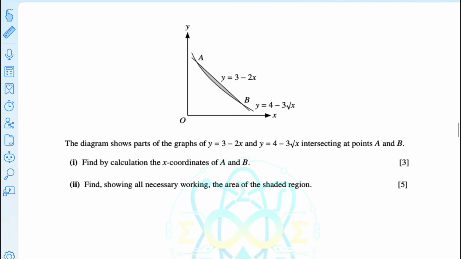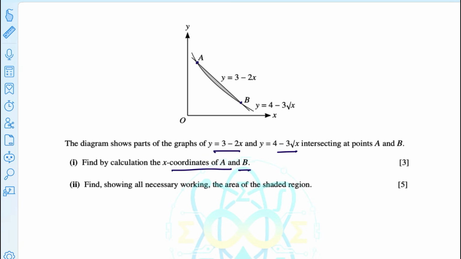The next question is about integration. The diagram shows part of the graphs y equals 3 minus 2x and y equals 4 minus 3 root x, intersecting at points A and B. We have these two points. The question is to find only the x coordinates of A and B. Easy.